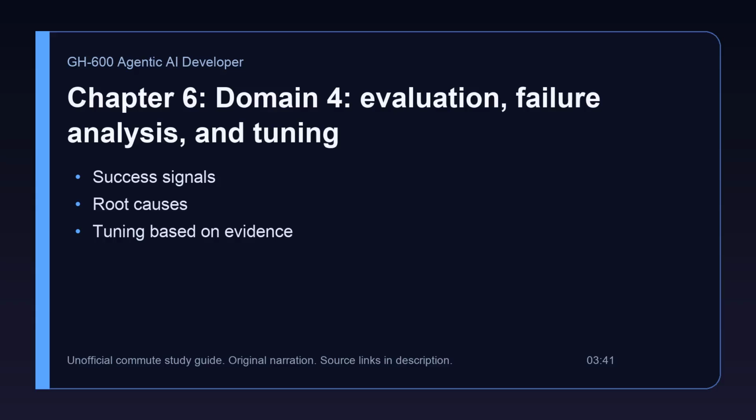The smallest effective change is usually best. Do not give the agent admin access because it hit one permission error. Do not add every MCP server because it lacked one data source. Do not persist more memory because it misunderstood the current task.